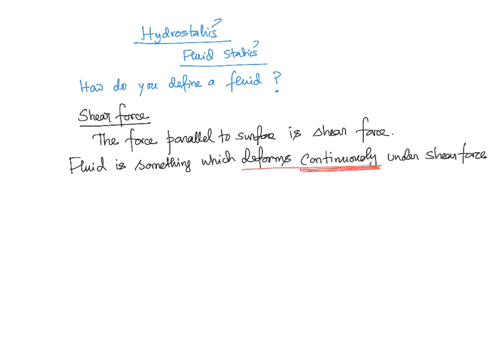So even solids deform under shear force in the following way. I'll show. Say this is a solid block, and the lower end is fixed. And this is the shear force F, force parallel to the surface. So how will the solid deform? Like this, it will deform, and then the deformation will stop.